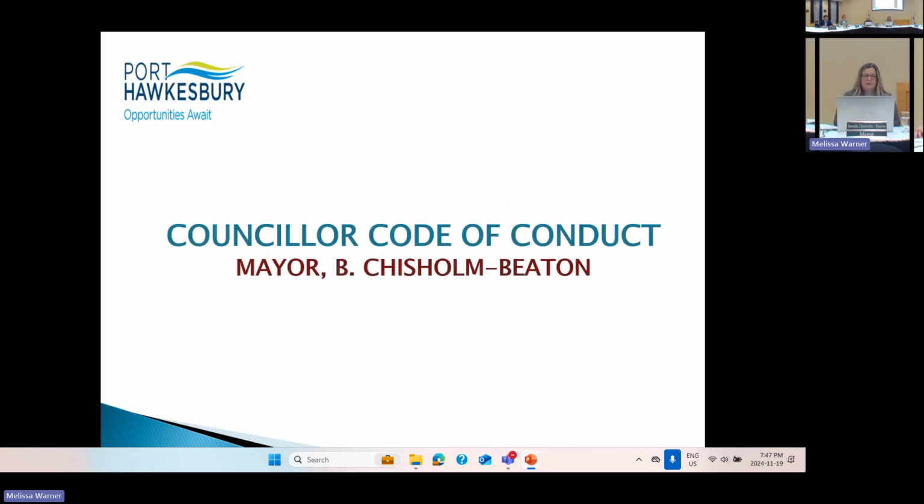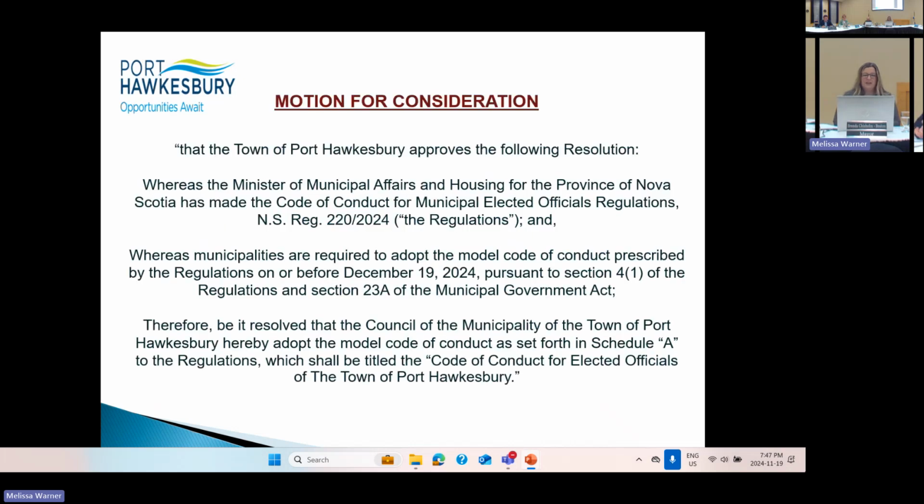Next item is around the councillor code of conduct. I've got to read all those, don't I? Okay. All right, there's just one slight typo. It's just a 0 missing, the 2020 to 2024. So our motion for consideration is a resolution, and it's that the town of Port Hawkesbury approves the following resolution. Whereas the Minister of Municipal Affairs and Housing for the province of Nova Scotia has made the code of conduct for municipal elected officials regulations, Nova Scotia regulation 220 of 2024, right? Yeah, I believe so.